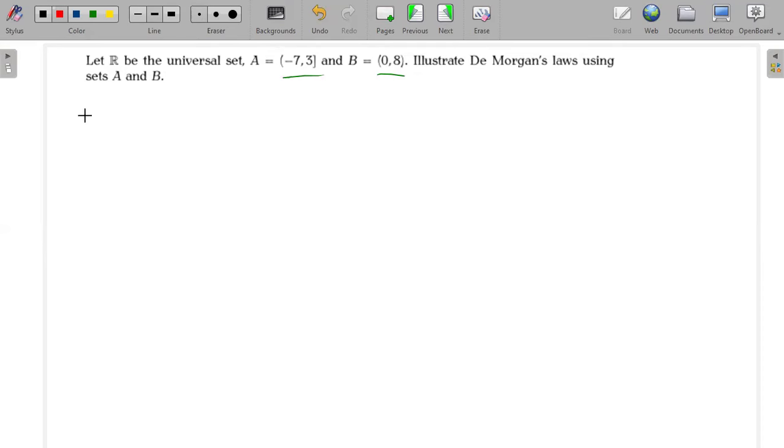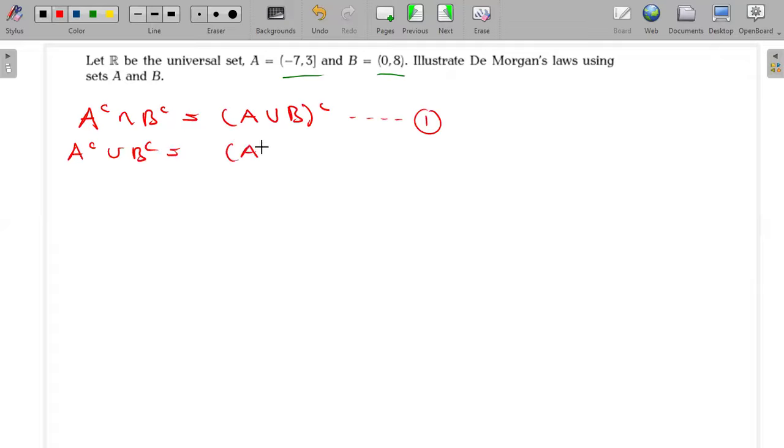So just a reminder, if we say A complement intersect B complement, this is equal to (A union B) complement. So this is the first form. And then you have the second form: A complement union B complement is the same as (A intersection B) complement. So this here is the second form. Okay, so we have 1 and 2 there.